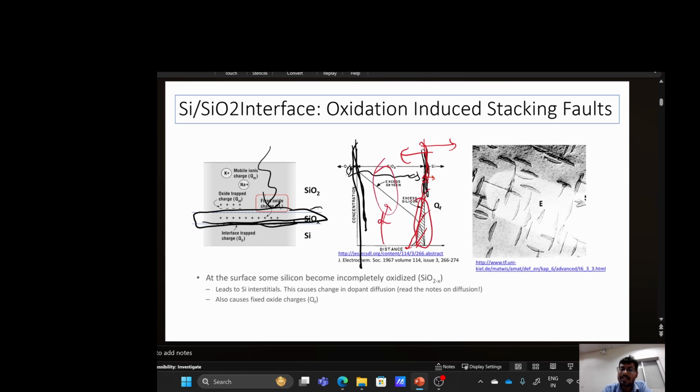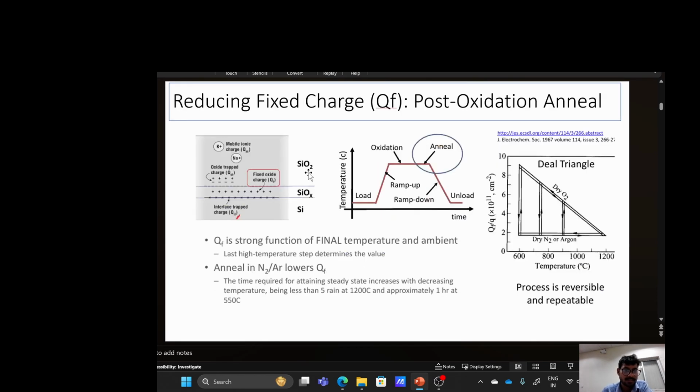At this position there is a deficiency of oxygen, because the silicon has diffused from Si to SiO2. That is why there is less oxygen, and SiOx formation is there at the interface, which causes the fixed oxide charges.